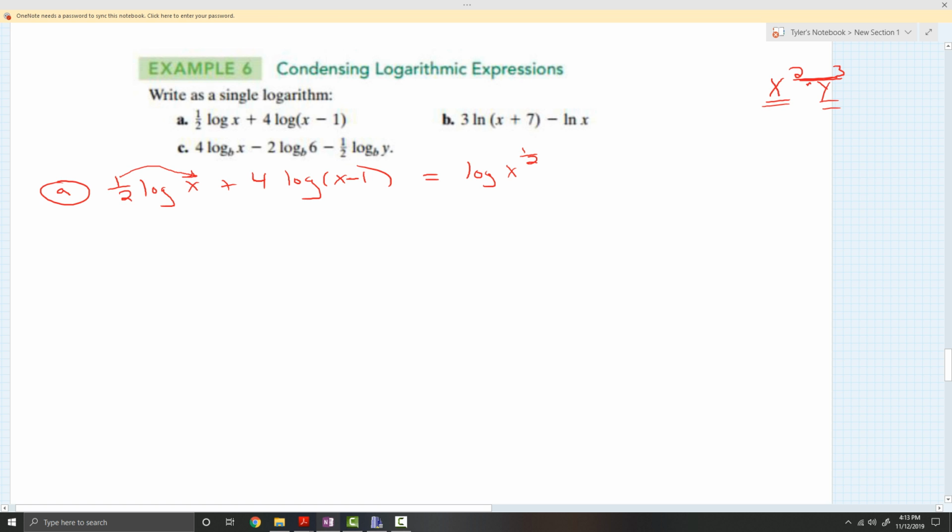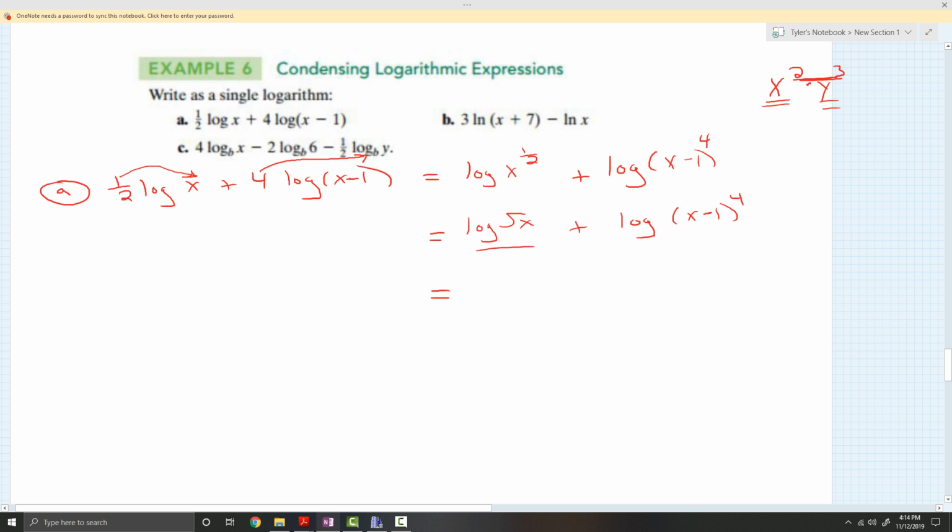So log of x to the 1/2 plus log of x minus 1 raised to the 4th power, right? So again, taking the factor and putting it back as the exponent, kind of in reverse. Then if we wanted, I could rewrite log of x to the 1/2 as log of the square root of x. You don't necessarily have to, but we could. And then this would be plus log of x minus 1 to the 4th power.